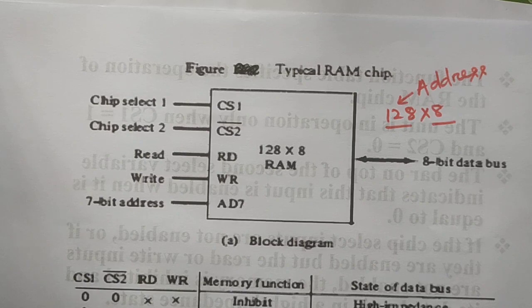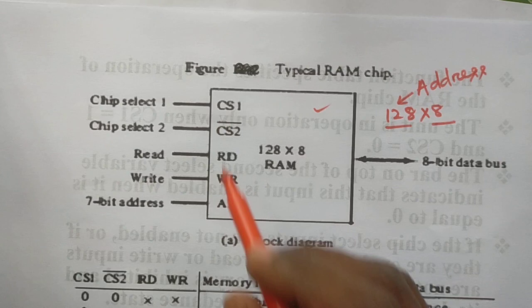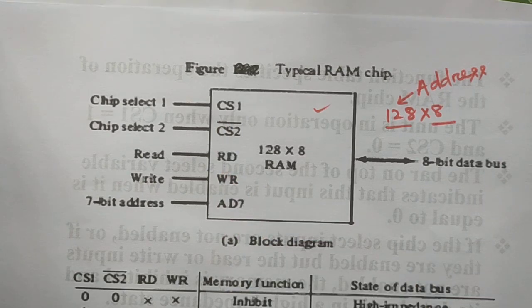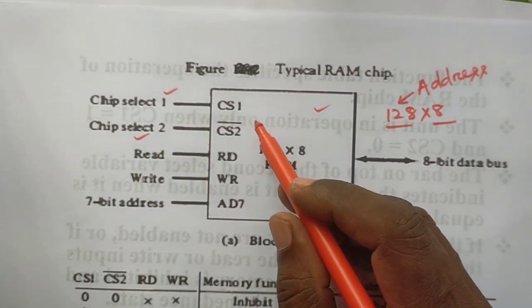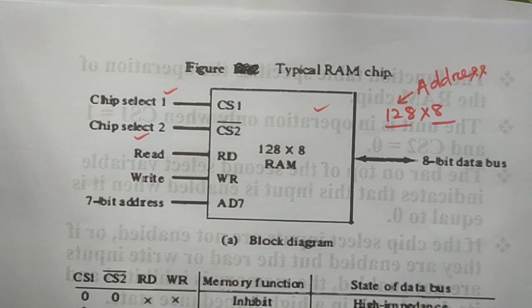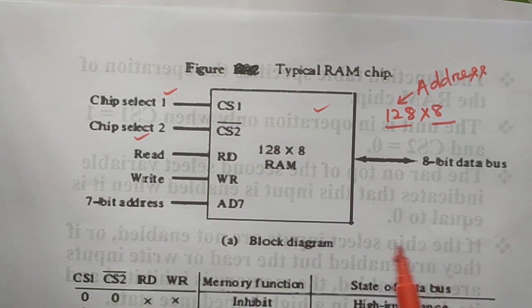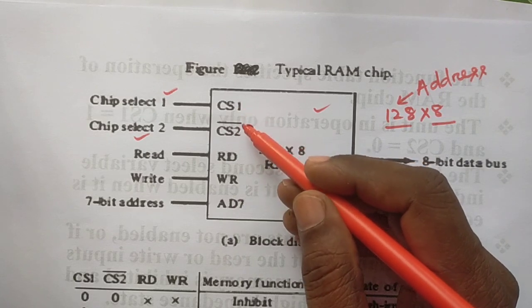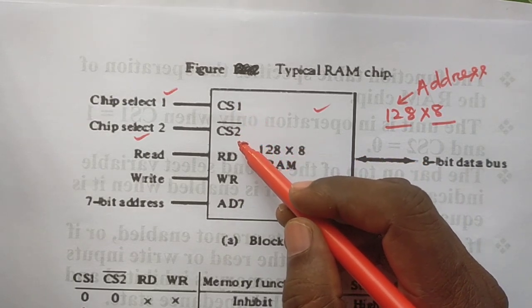Now we see in this particular block diagram, two selects are there. One is chip select one, another chip select two. They are recognized by CS1 and CS2. Okay, CS1 and CS2. So obviously, whenever I go through CS1 or CS2, you see that they have opposite symbols. One is simple CS1, another is complement of CS2.